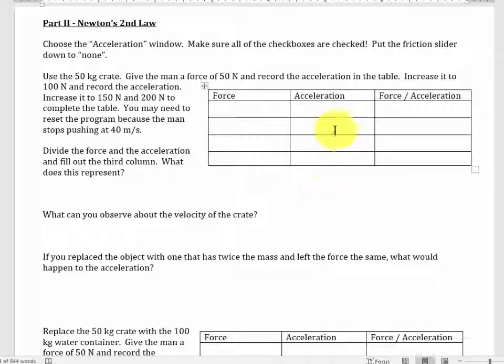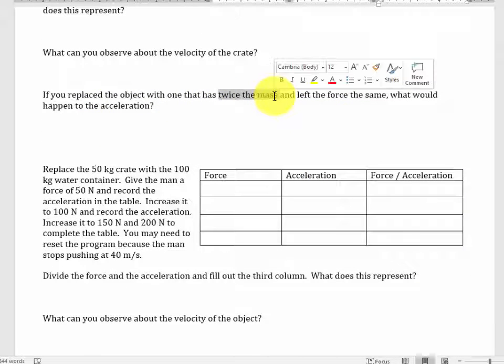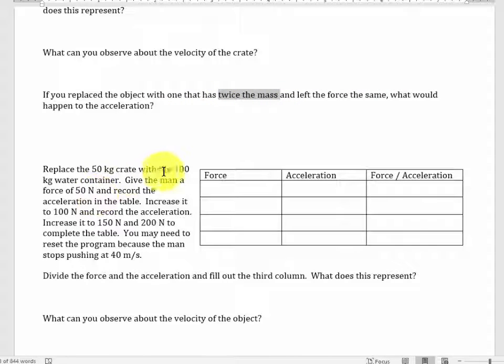Then I have you calculate the force divided by the acceleration right here. And you should say, gee whiz, that looks a whole awful lot like the mass. Then if we were to replace this with an object that is twice as massive, what would happen to the acceleration? Make a prediction. And then you're going to replace the 50 kilogram crate with a 100 kilogram water container and make the same observations.